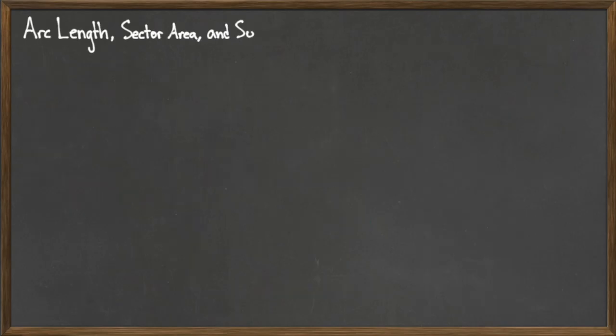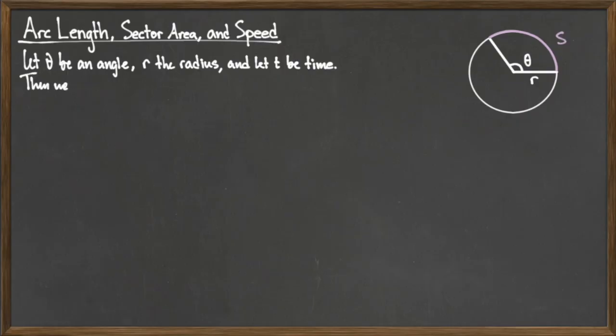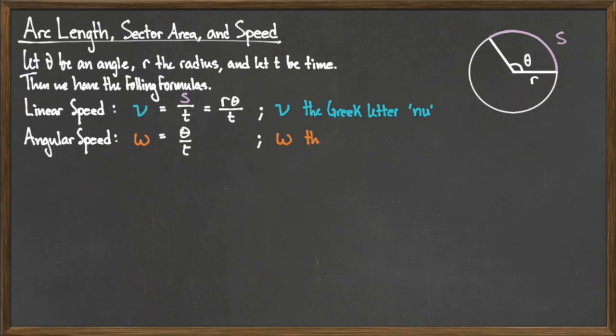Now we're going to talk about how to find the formulas for angular and linear speed. All these things are going to depend on the angle theta, the subtended arc length s, and the time that we're actually taking. So the formula for linear speed is given as follows. We use the Greek letter nu to define the formula nu equals s divided by t, which I can rewrite as r times theta divided by t. Angular speed is measured by the Greek letter omega and is given by theta divided by t.